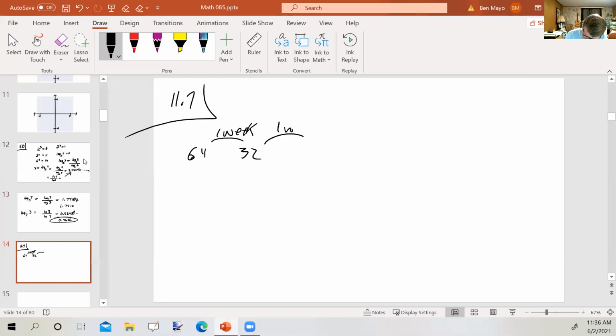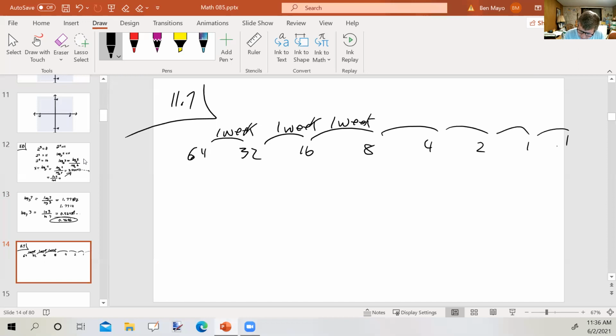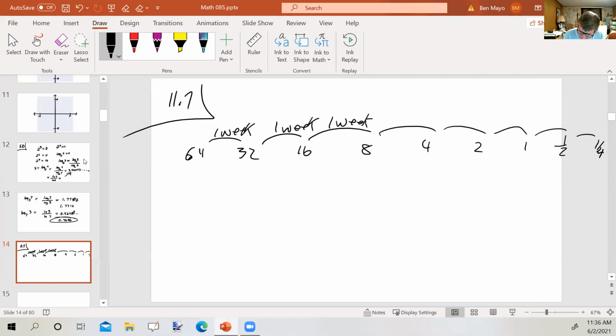And I come back 1 week later, and half of those are gone. There's 16 now. And I come back 1 week later, and half of those are gone, and then half of those, and so on. It just keeps halving. So every week that goes by, half of them disappear, or we'll say die off.